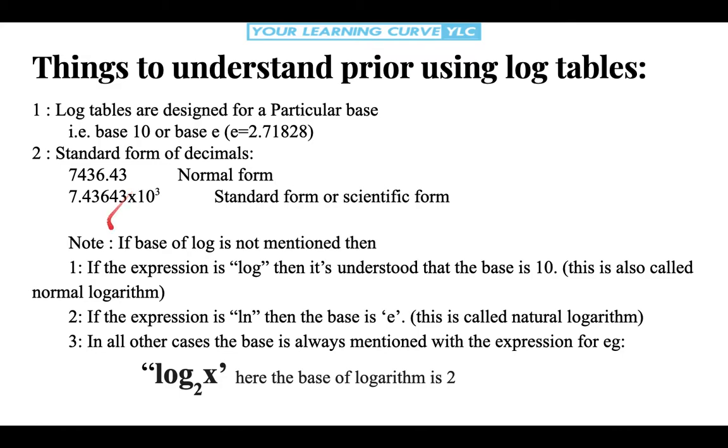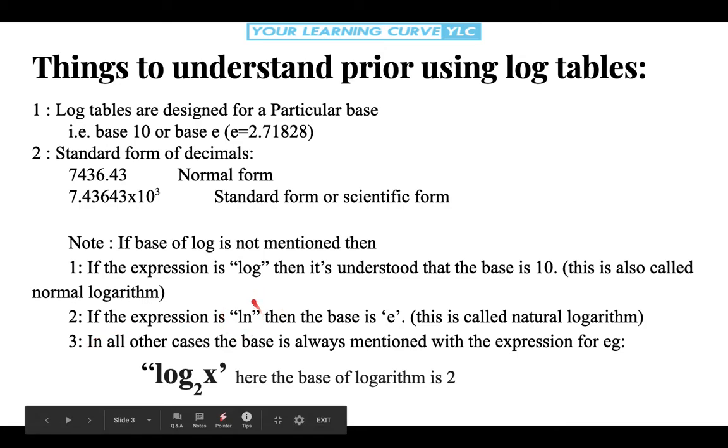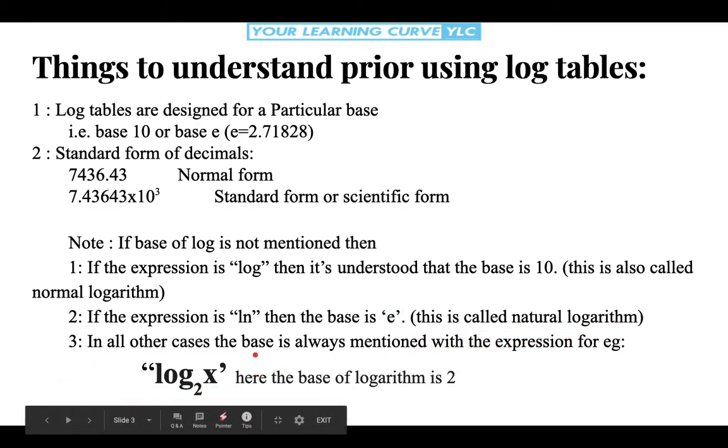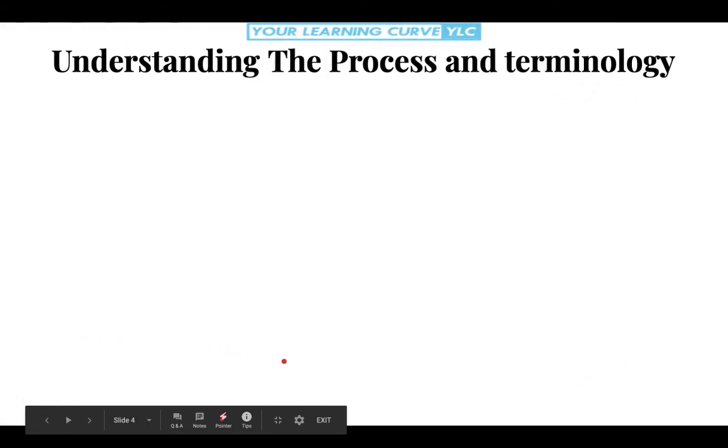Few things to remember. Note, if the base of log is not mentioned, if this expression log is written, then it's understood that the base is 10. You have to use with this expression base 10. This is also called normal logarithm. If you are seeing this ln expression in a question, that is ln x, ln 2, ln 4, ln 5, it means the base is e. This is called natural logarithm. In all other cases the base is always mentioned with the expression. For example, log x to the base 2. Here the base of logarithm is 2.